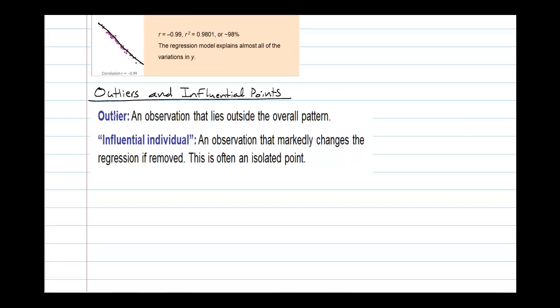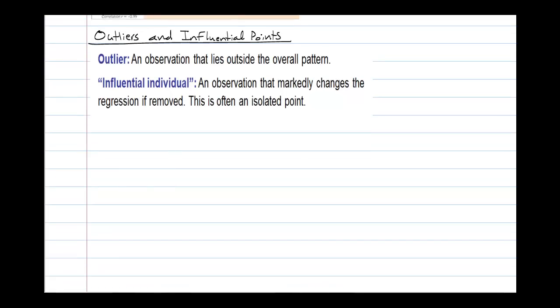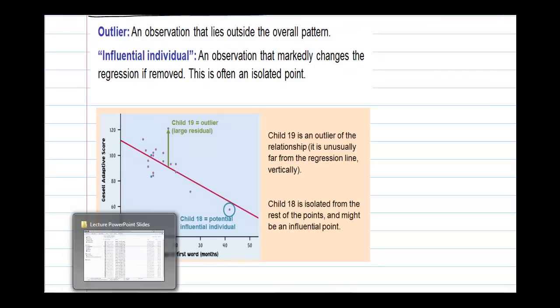Now for scatter plots, an outlier is a little bit different. Visually we might not notice it as much, but an influential point or an influential individual we really will notice. An influential individual is an observation that markedly changes the regression line if it's removed. And again, it's usually a point that's off somewhere by itself. So let's look at a scatter plot with the regression equation in it so we can see the difference between an outlier and an influential point.